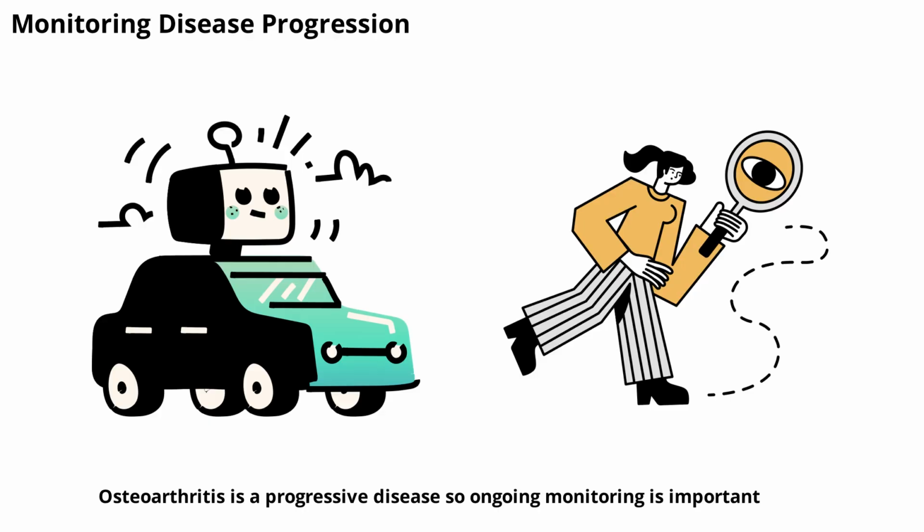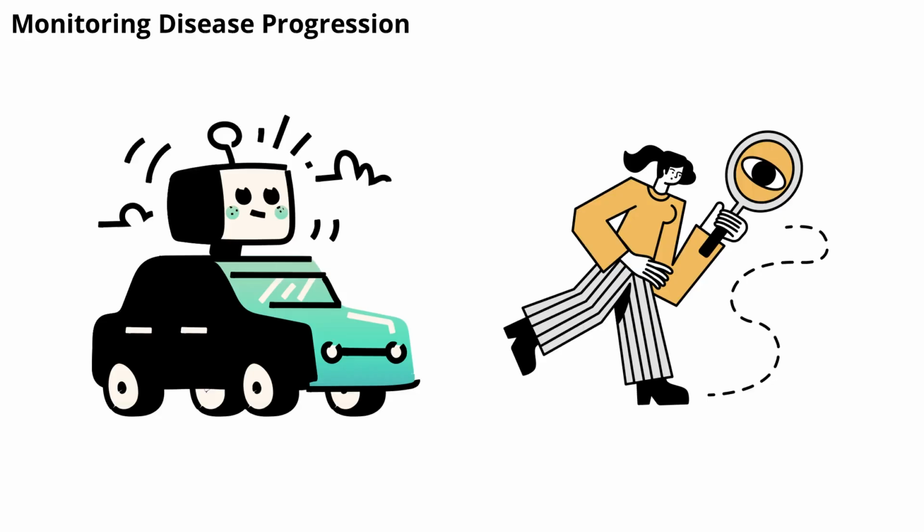Osteoarthritis is a progressive disease, so ongoing monitoring is important. Doctors may repeat imaging tests, physical assessments, or questionnaires over time to track changes in symptoms and joint structure. Regular monitoring helps adjust treatment plans and maintain the best possible quality of life.